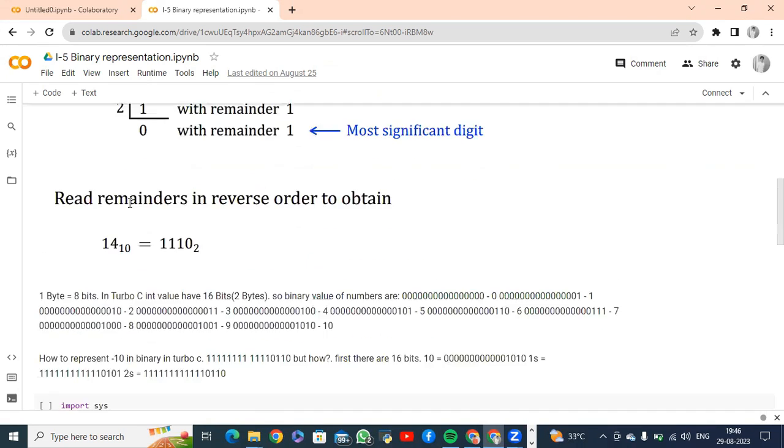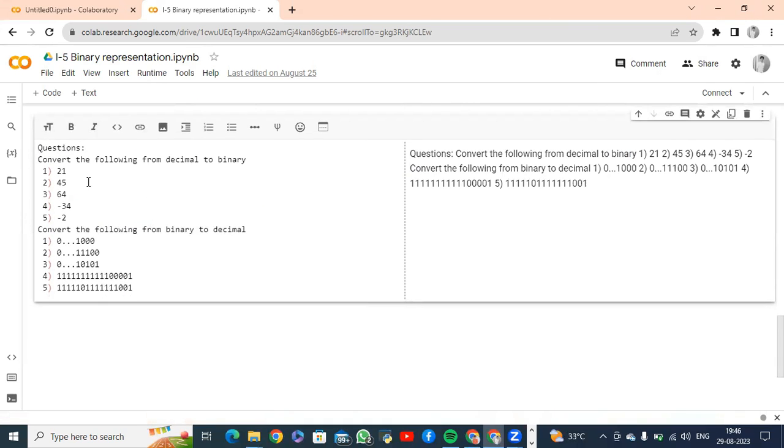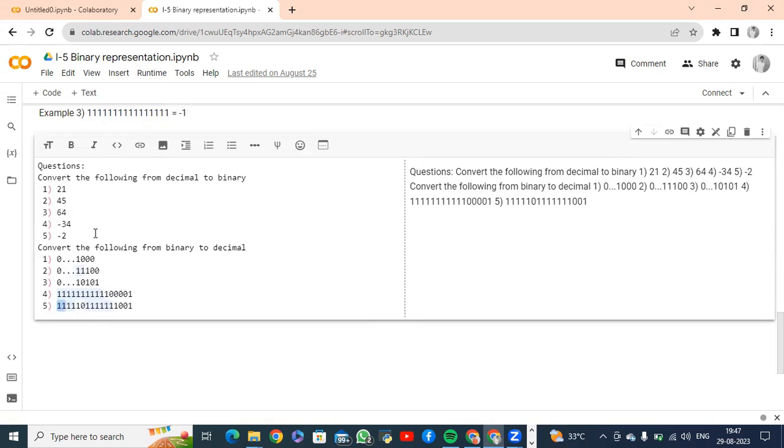Okay, so these are the questions you have to try out. See here, first one is convert the following from decimal to binary. Okay, convert these following numbers from decimal to binary, and convert these numbers from binary to decimal. Here I have given 0 and triple dots to represent that it is a positive number. Okay, here I have given this 1 to represent it is a negative number. Okay, these are the questions to solve.